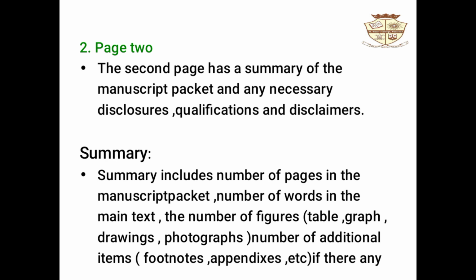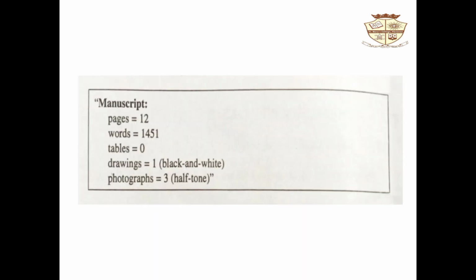The second page has a summary of the manuscript packet and any necessary disclosures, qualifications, and disclaimers. The summary includes the number of pages in the manuscript packet, number of words in the main text, number of figures, drawings, additional items, etc. An example is given here: pages, words, tables, drawings, and photographs.